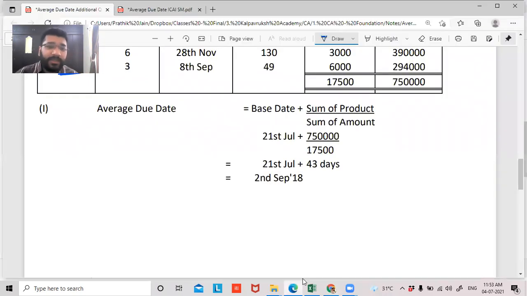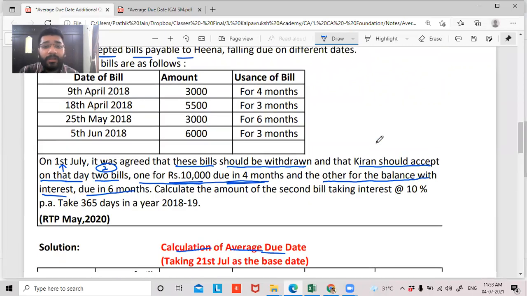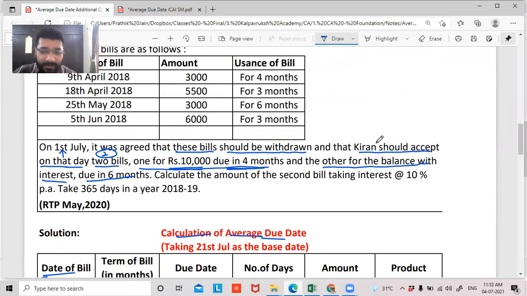Now, guys, what is the question saying? The due date is 2nd September. On 1st of July, it was agreed that these bills should be withdrawn and Kiran should accept on that date 2 bills, one for 10,000 that is due for 4 months and another for the balance along with interest. Please tell me, what is the total of the amount? Can I say 17,500? Yes, 17,500 is the amount that we are supposed to pay.